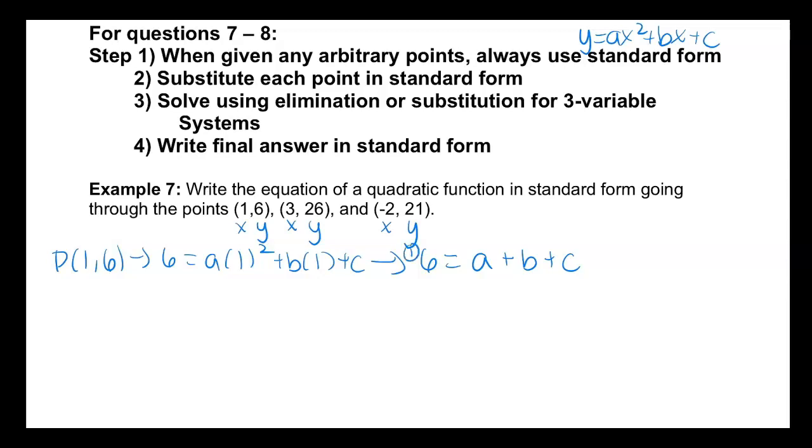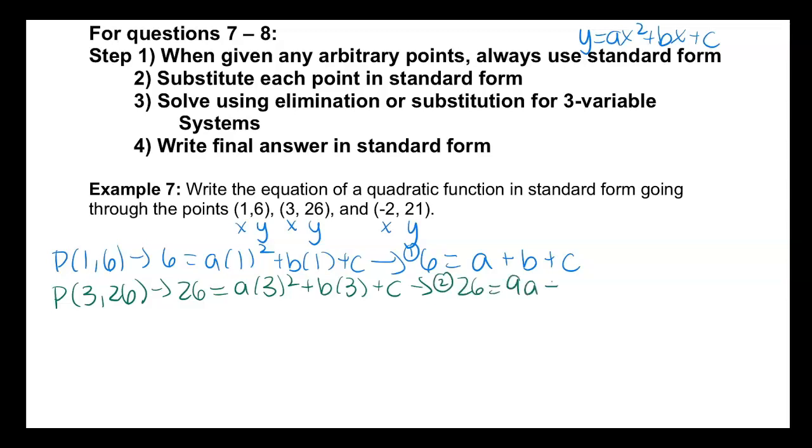For the next one, point (3, 26). The y value is 26. 3 squared is plugged in for x, a times 3 squared, plus b times 3 plus c. C is going to be the same. Simplify this equation to make it for the second one: 26 equals 9a plus 3b plus c.